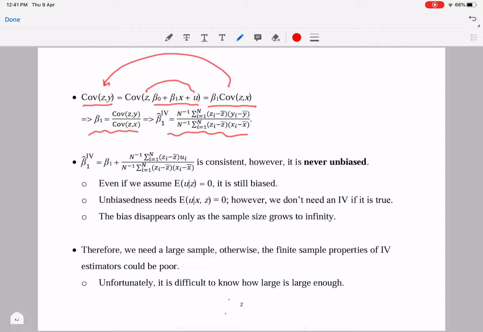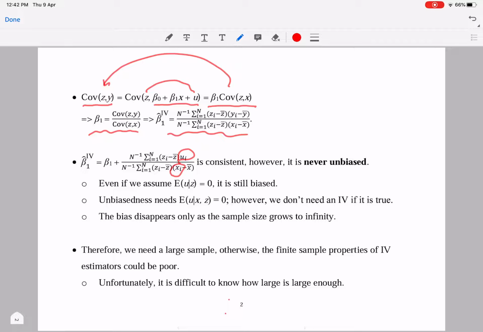And it's very easy to show it is consistent. However, the IV estimator is never unbiased. It is always biased in the finite sample. So why is that? Note that because there's u, there's still x here, right? So in the finite sample, if x is endogenous and correlated with u, there will be some correlation between x and u here.